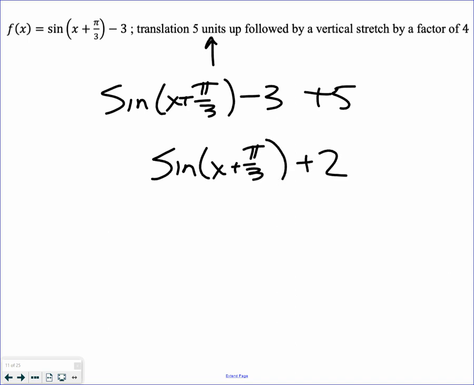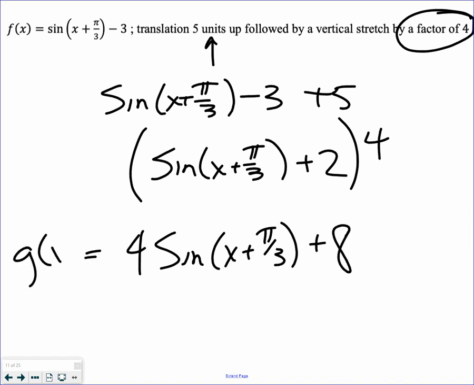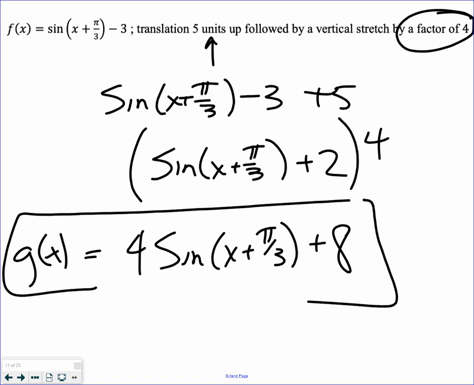I'd have plus 2. Now a vertical stretch by 4. This is harder. I'm taking the whole thing times 4. So you're not just sticking a 4 in front. It is going to be 4 sine of x plus 8. So that is one that a lot of people will get wrong because they won't multiply the whole thing by 4.